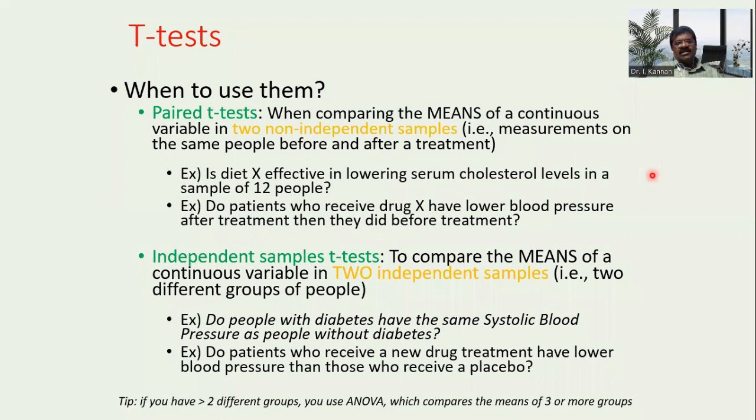On the other hand, in the independent sample t-test, you will be comparing the mean between two independent samples. The variable will be a single variable, but it will have two categories. Two independent samples, so it will be two groups of people. In that case, you will go for the independent t-test.